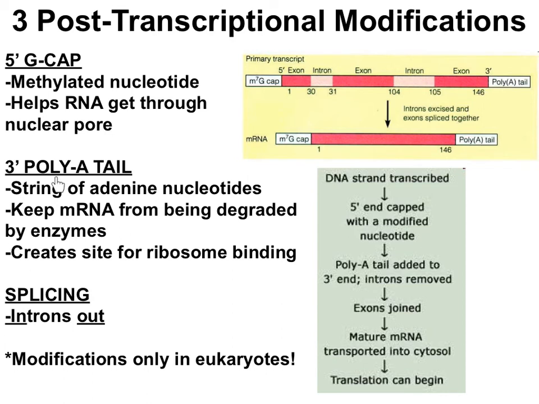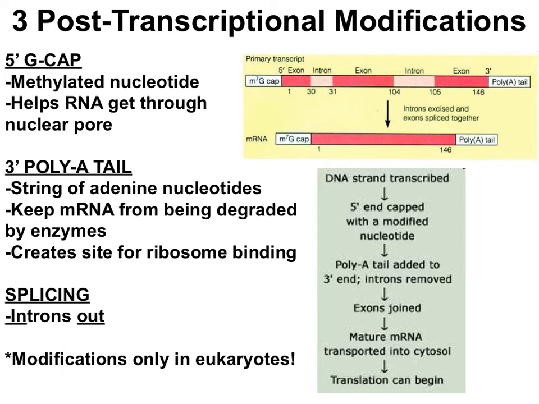Second is the poly A tail. The poly A tail is added to the 3' end, the opposite end of the RNA as the cap, and it's a long tail of adenine nucleotides. The poly A tail has 2 jobs. First, the length of the tail is kind of like a timer for how much longer the RNA can be used. Over time, the tail gets shorter and shorter, and eventually the RNA is degraded. But as long as the tail is there, the RNA won't be degraded and will keep getting transcribed. Also, the poly A tail is the site of ribosome binding for translation.